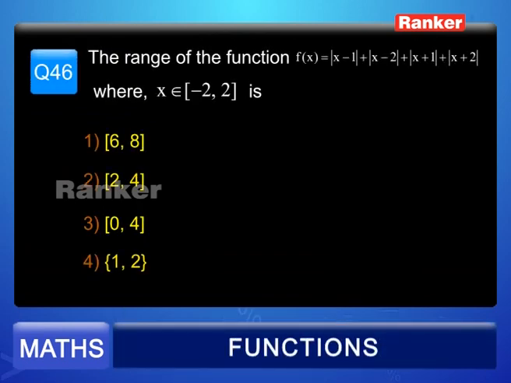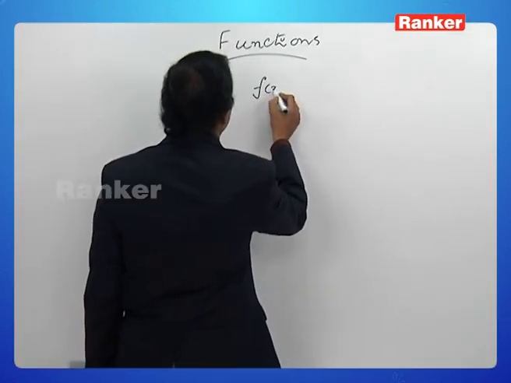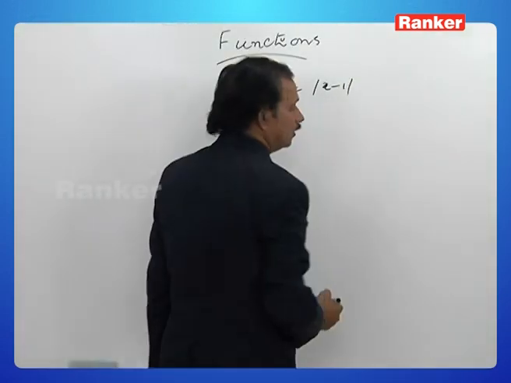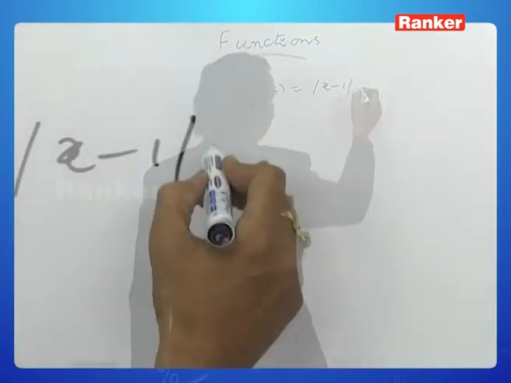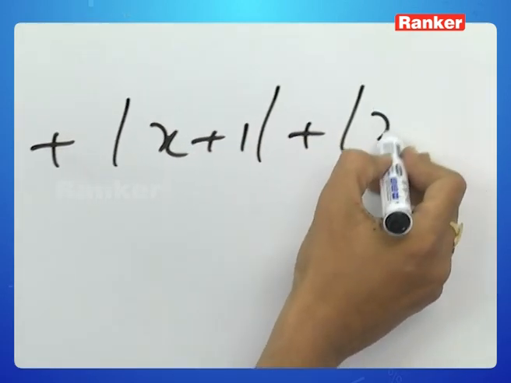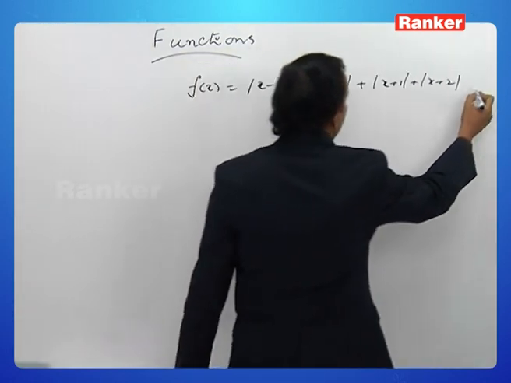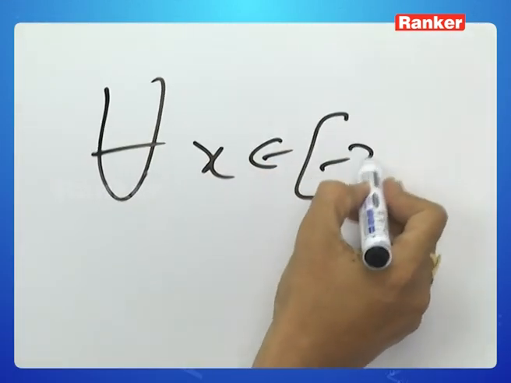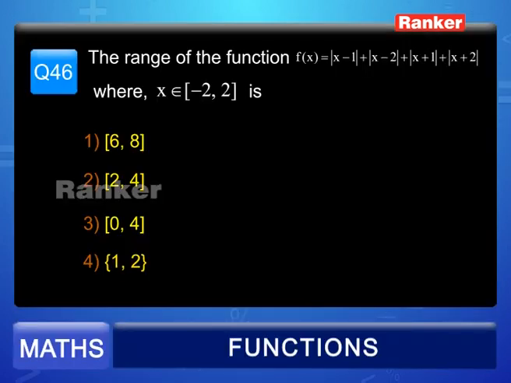In the next question, it is also another question to find the range of the given function. The function given is f of x is equal to modulus of x minus 1 plus mod x minus 2 plus mod x plus 1 plus mod x plus 2, for all x belongs to closed interval minus 2 to 2. The first option is closed interval 6 to 8. Second option is closed interval 2 to 4. Third option is closed interval 0 to 4. The fourth option is the set containing 1 and 2.